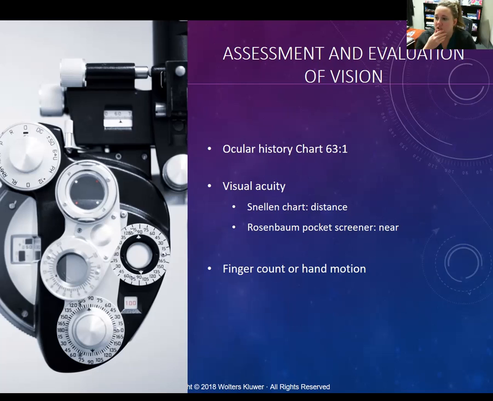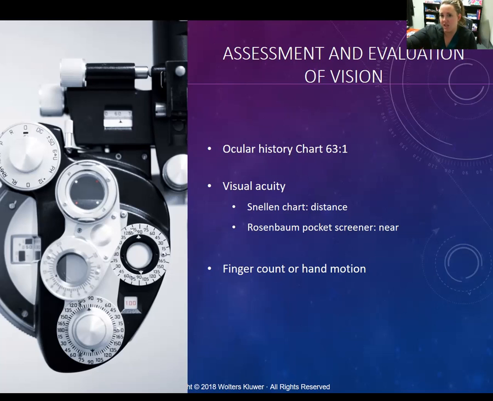So 20/20 vision is considered normal. Let's say someone has 20/40 vision, that means that they have to be 20 feet away to read something that other people can read from 40 feet away. This would be difficulty with far vision, or myopia. So myopia is impaired far vision. If the patient cannot see the big E on the Snellen chart, then you could have fingers at varying distances to test their vision.